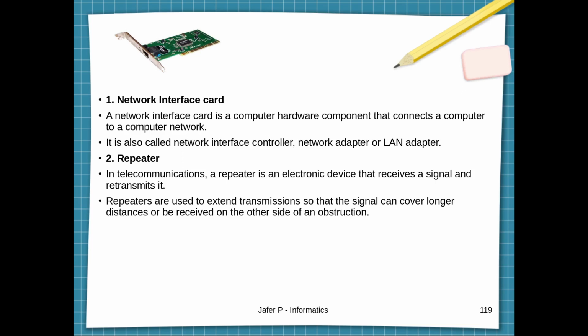Repeaters are used to extend transmission so that the signal can cover longer distances or be received on the other side of an obstruction, right? This is a simple image of a repeater. Here you can connect the signal. Once it receives the signal, it will retransmit again so that it reaches maximum distance. And third device is bridges.